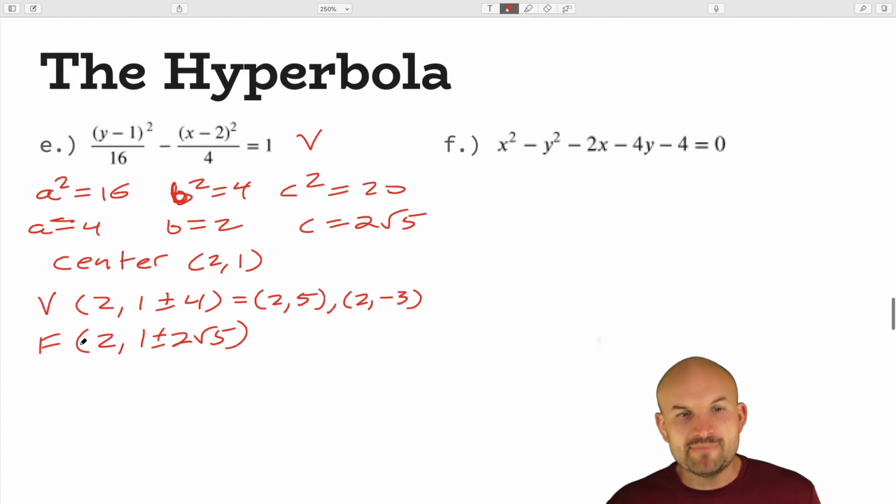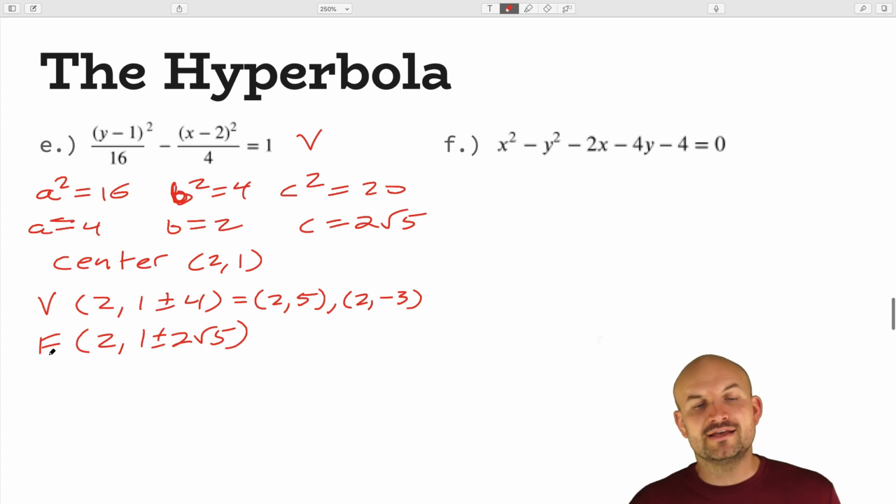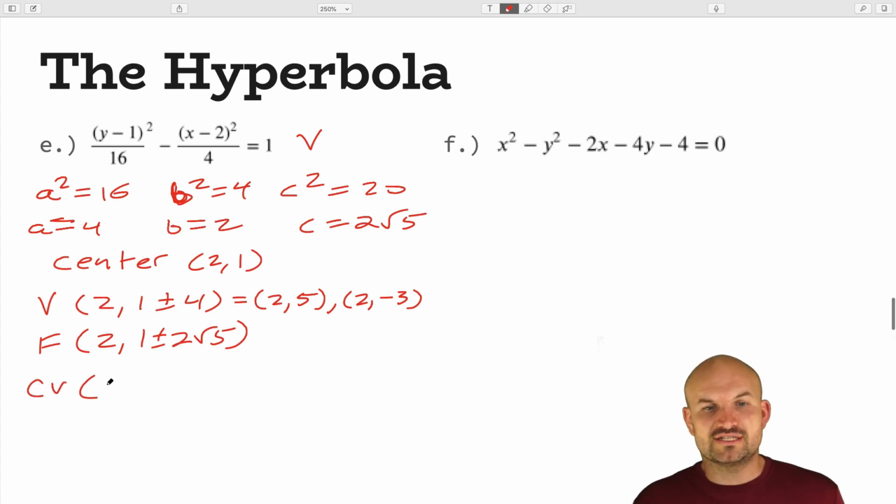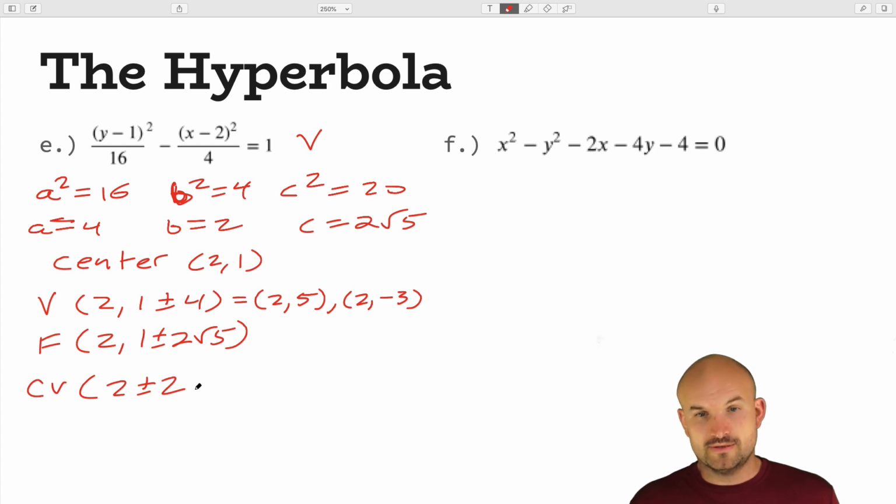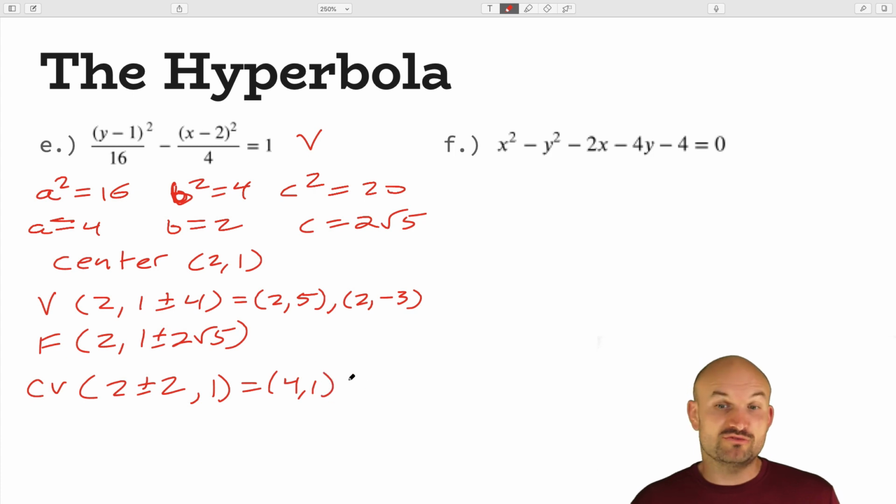Okay, back to this equation. So I found my vertices, the foci. Let's just do the covertices. That's going to be 2 plus or minus 2, comma 1. Okay, so that's going to be the same thing as 2 plus 2, which is 4, comma 1, as well as 2 minus 2, which would be 0, comma 1.